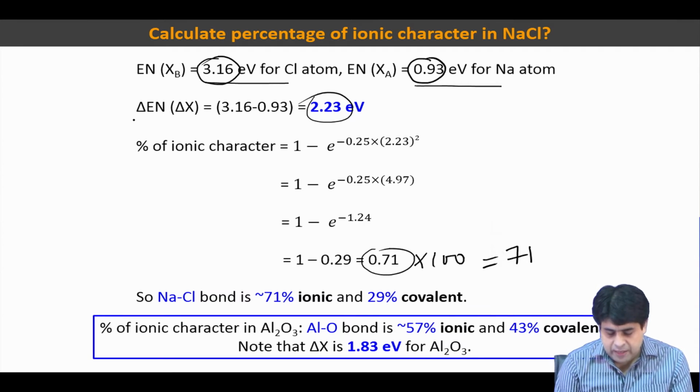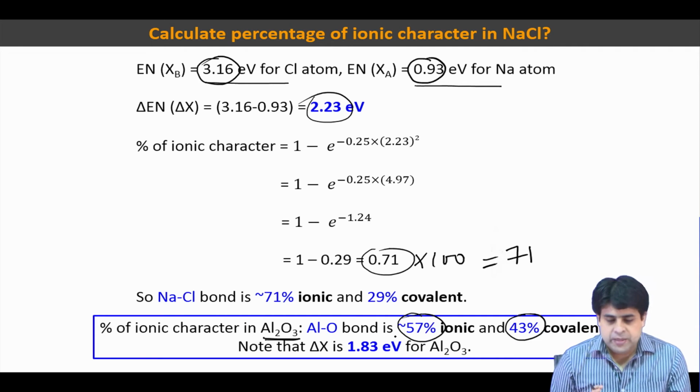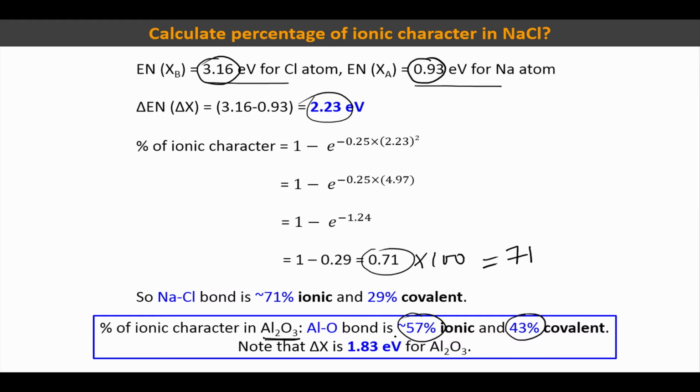Similarly, you can take another example, for example Al2O3. In the case of Al2O3, you have 57% ionic character and 43% covalent character. So basically you can calculate this percentage of ionic character for any oxide or any compound.